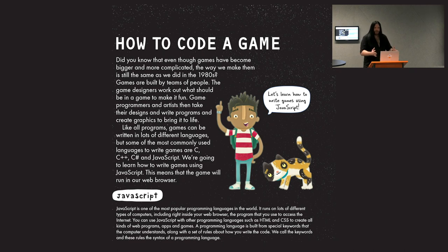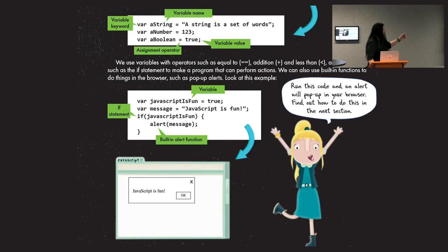So games are written in many different programming languages, but we're going to look at JavaScript, right? So JavaScript is quite simple, and this is literally just a screenshot from the book. You define variables with the var keyword. You give variables a name, and you put things inside them.